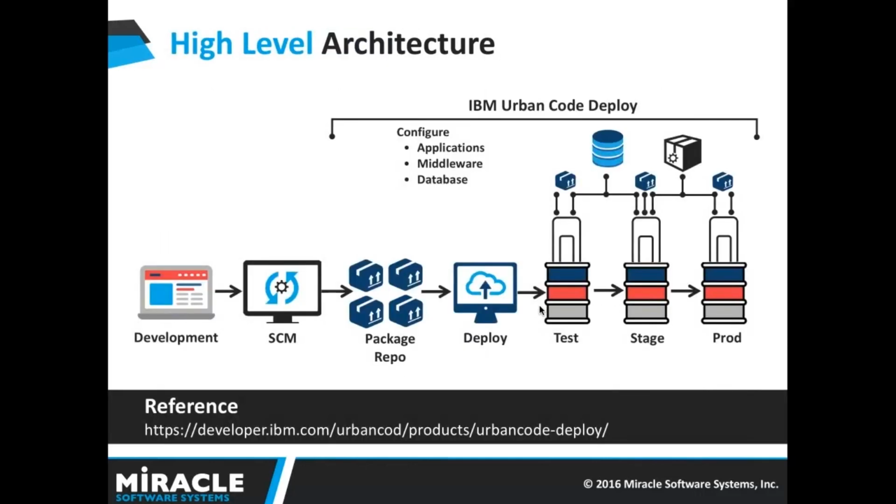Coming to the next, this is the high level architecture. Starting from the left, in development the developer will check in to the SCM, that is source code management. After that, IBM UCD will package the repository artifacts and then deploy the artifacts. Then it will test, and next it will send to the stage. Finally it will send to production.